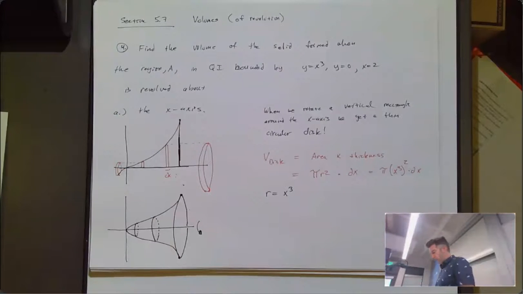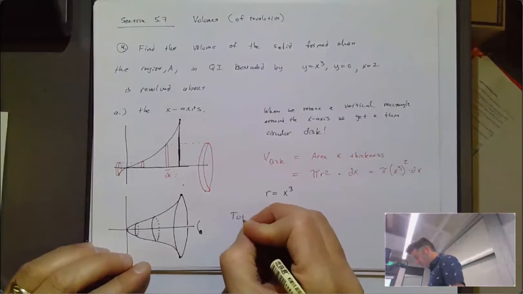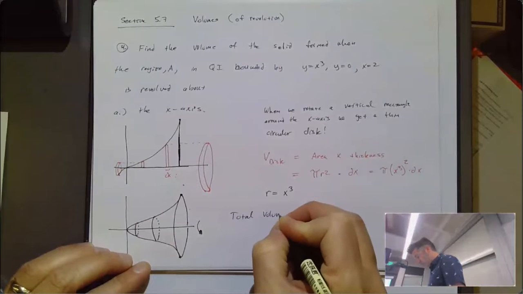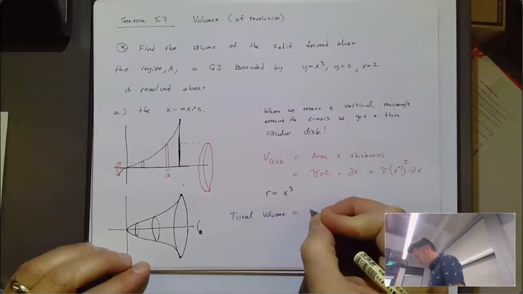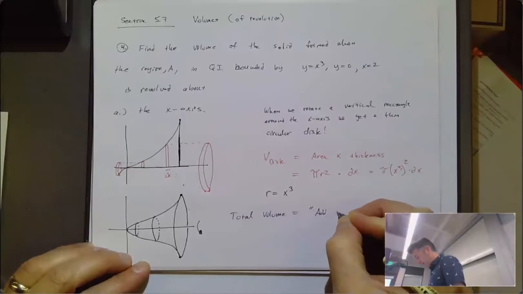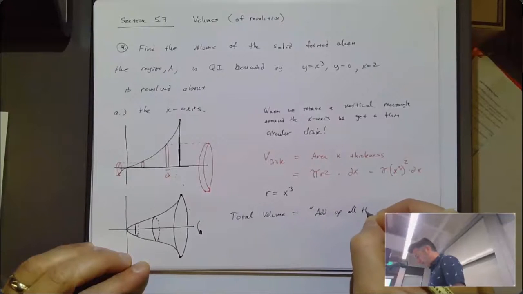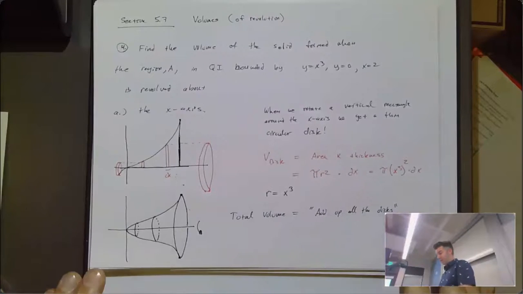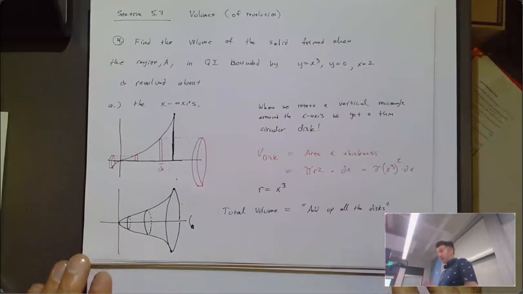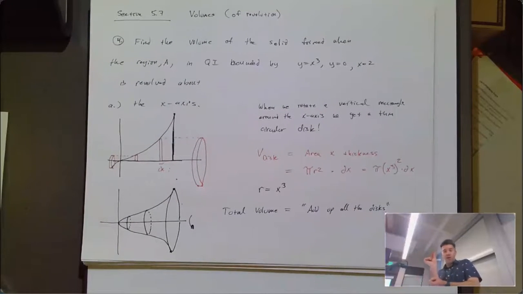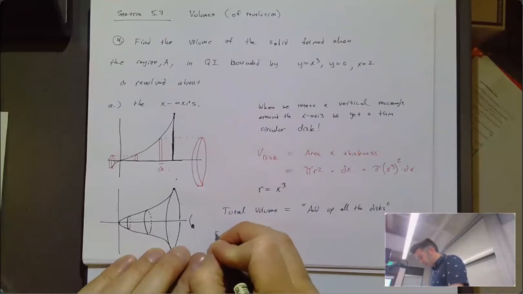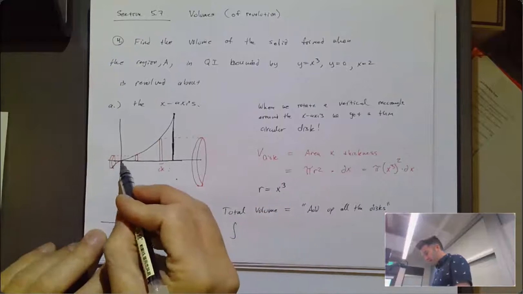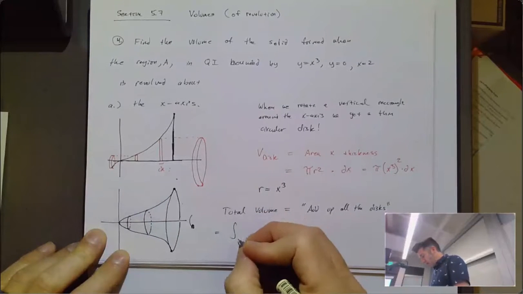But now we want to find the total volume. That is, we want to quote unquote add up all the disks. Well, the way we add up all the things when there's an infinite number of them that are really, really narrow is we integrate, right? Our adding up all the things is the integral from here to here of all of your disks.